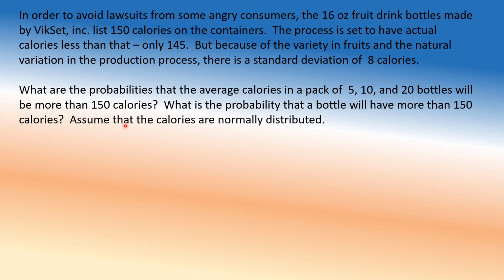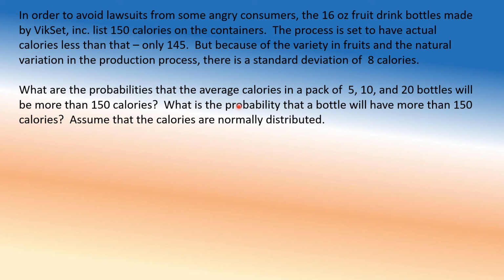Now we're going to do a beautiful problem. This company Wixet makes fruit drinks, and they put 150 calories on the bottle, but they only have 145 calories on average inside. The reason they do it is that otherwise people start lawsuits over too many calories. But it's never exactly 145, simply because of variation. The machines are off slightly, the fruits are off slightly, so many things happen. So you can never have a zero standard deviation, ever. In their case, it is 8.